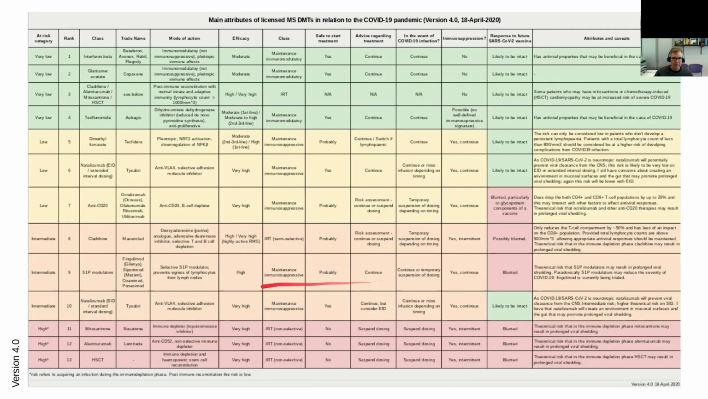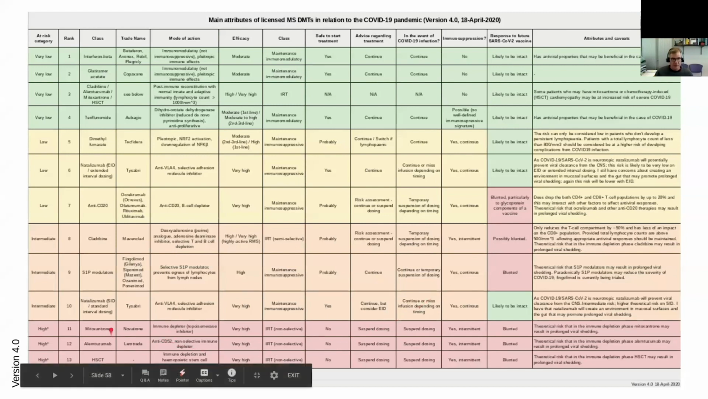Cladribine probably should be a different color to red here, because it depends on what stage the person is at. If you treat a patient and they've had their second course and have reconstituted, that should be green. If they're still in the lymphopenic phase and haven't reconstituted, that will probably be in the orange phase, because the level of depletion with cladribine is really below 500, where you wouldn't be able to mount an immune response. And obviously mitoxantrone, alemtuzumab and HSCT will be blunted again if it's in the depletion phase.